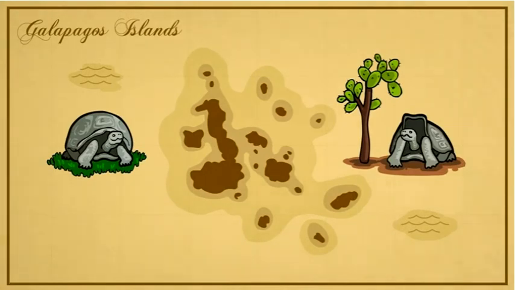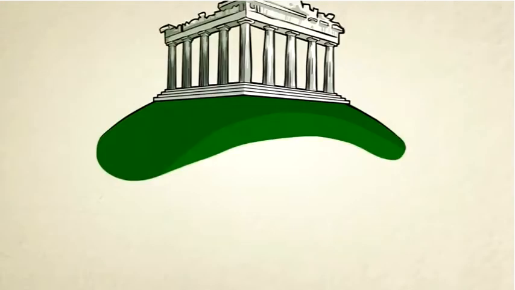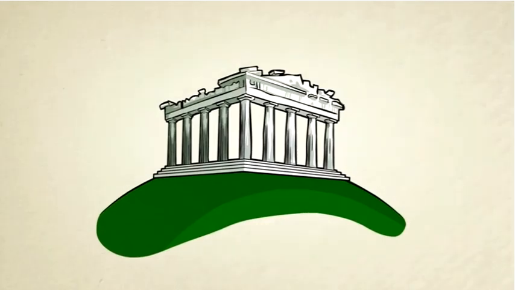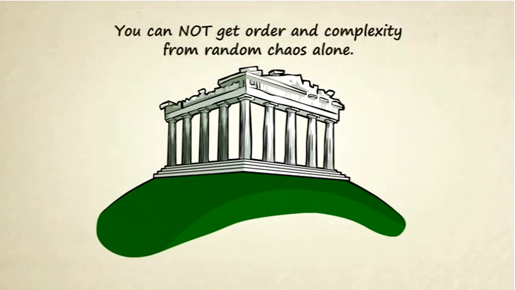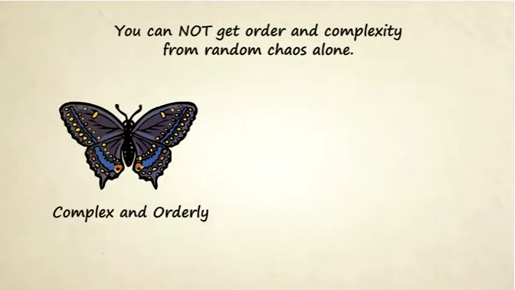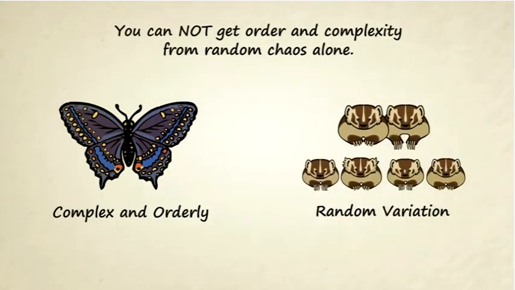Because the evidence for common descent is so overwhelming, the concept has been around since ancient times. In the past, however, it was rejected by many philosophers and scientists for one main reason. You cannot get order and complexity from random chaos alone. The bodies and behaviors of living things are extremely complex and orderly. Descent with modification simply produces random variation.